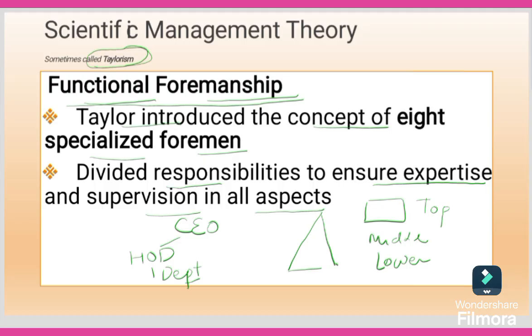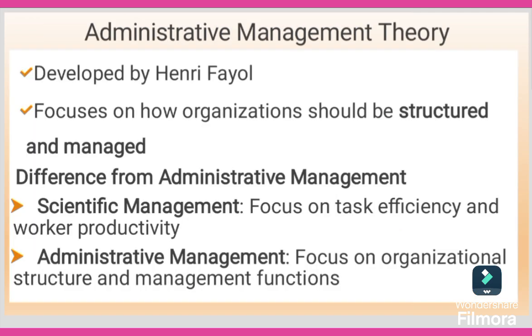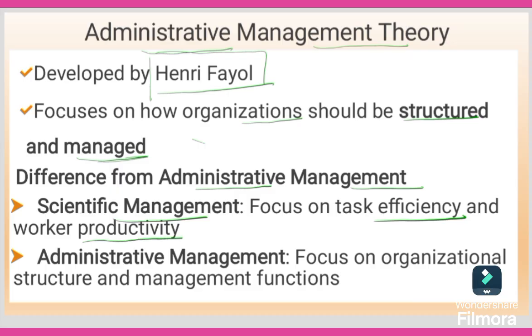Now the next theory is administrative management theory, which is developed by Henry Fayol. Scientific management theory is developed by Frederick W. Taylor, or we also call it Taylorism. Now the administrative management theory is developed by Henry Fayol, which focuses on the organization, structure and management. And scientific management theory focuses on efficiency and productivity. So the main difference between scientific management and administrative management is scientific management focuses on efficiency and productivity. The main focus is productivity and efficiency. But the administrative management focuses on the structure and the function.